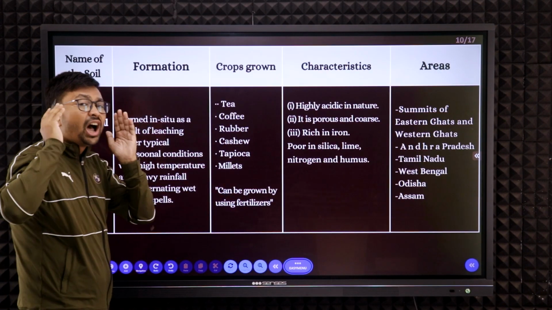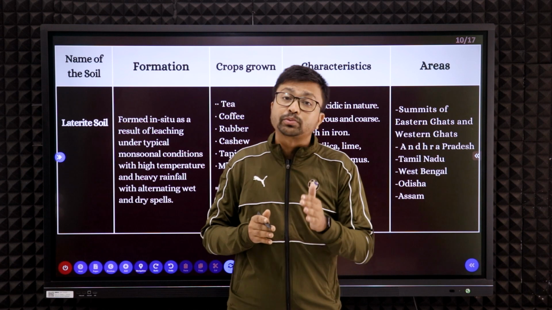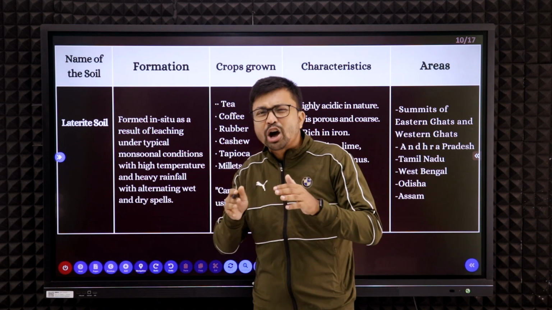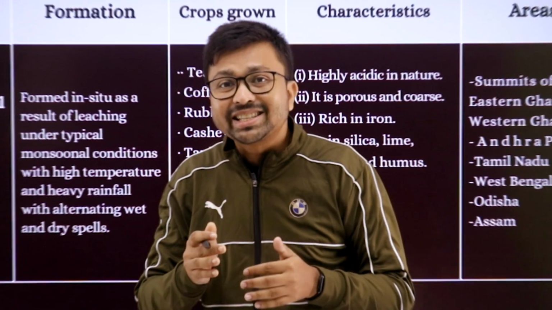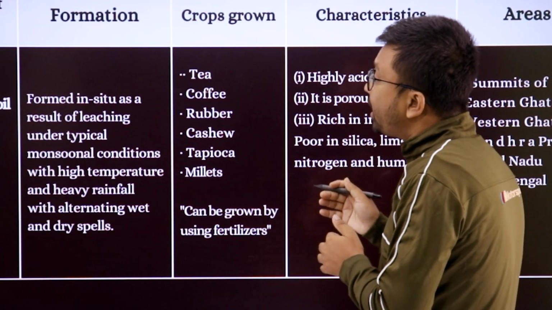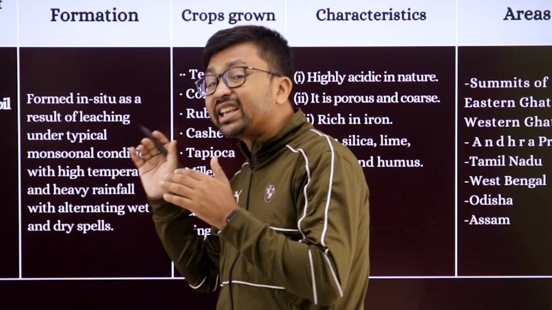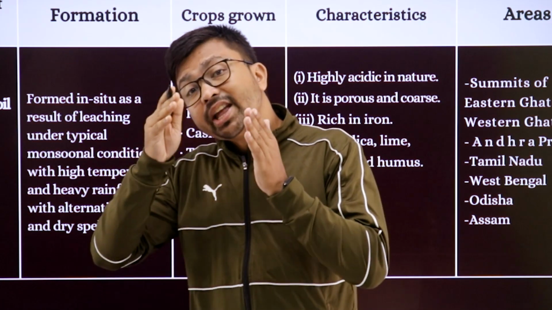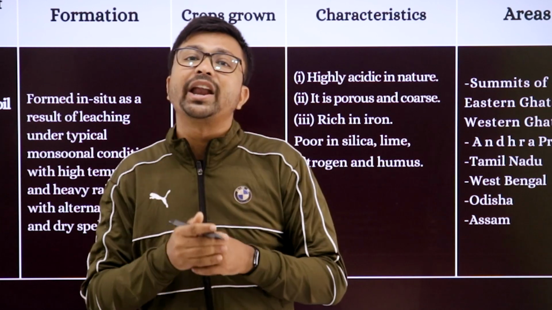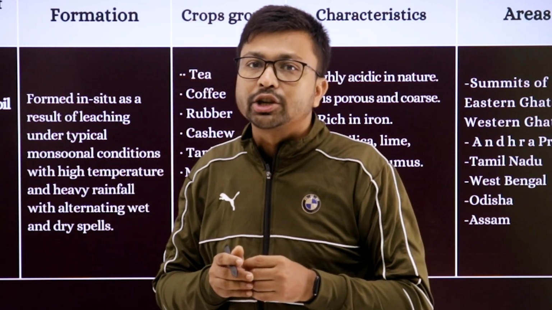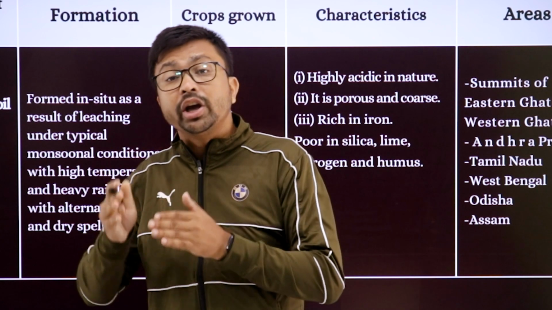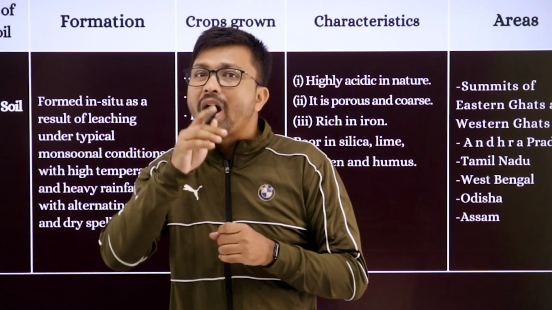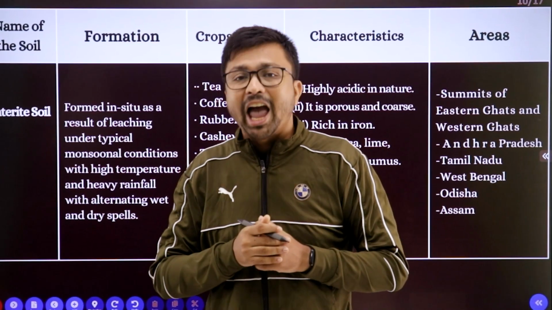Now let's go to the last type of soil, that is laterite soil. Laterite soil is also found around the red soil area. Let's see the formation process of laterite soil. It is formed in situ. What is in situ soil? The soil which is found in the particular place where the parent rocks are present is called in situ soil. So black soil is also in situ soil and red soil is also in situ soil. Only one ex situ soil is there, that is alluvial soil.